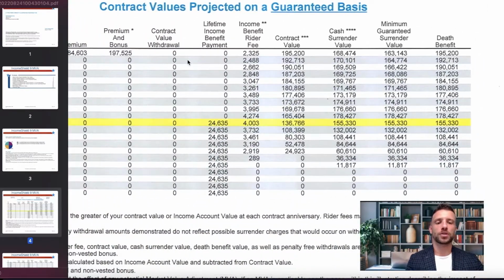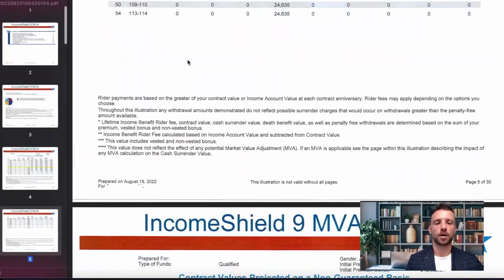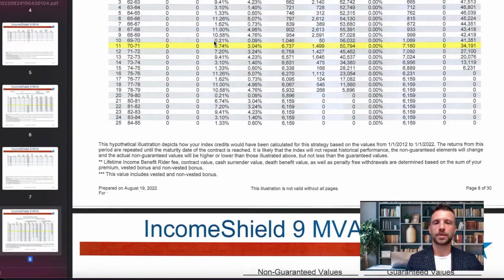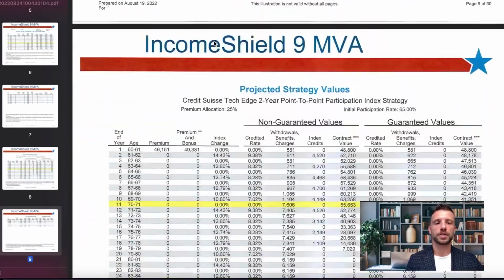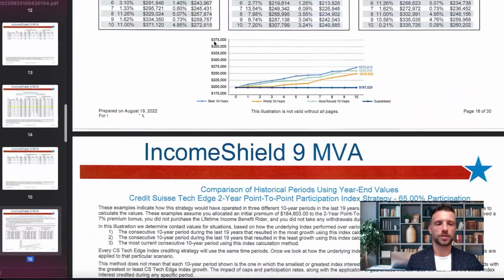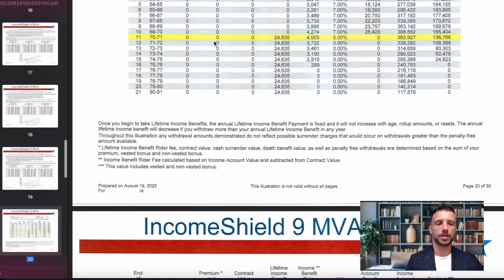I won't talk about the next two columns. I'm going to continue moving on. The next few pages are dedicated to hypotheticals about those investments that we chose. I'm going to get down here to the income rider so you guys can see what the guarantee there is.